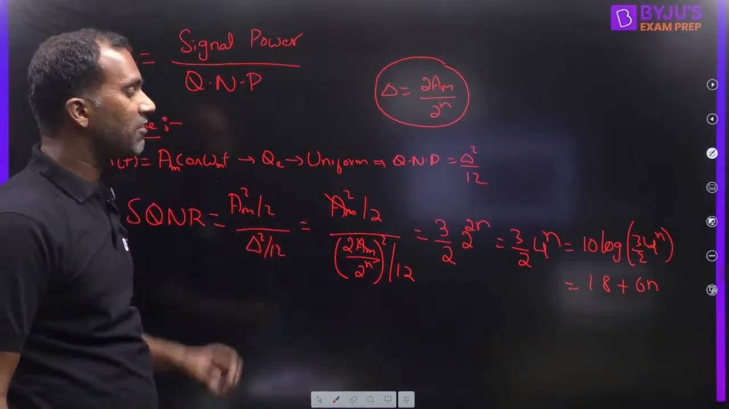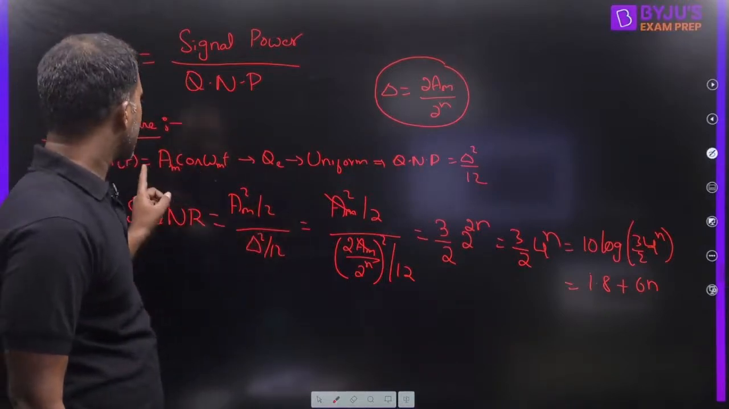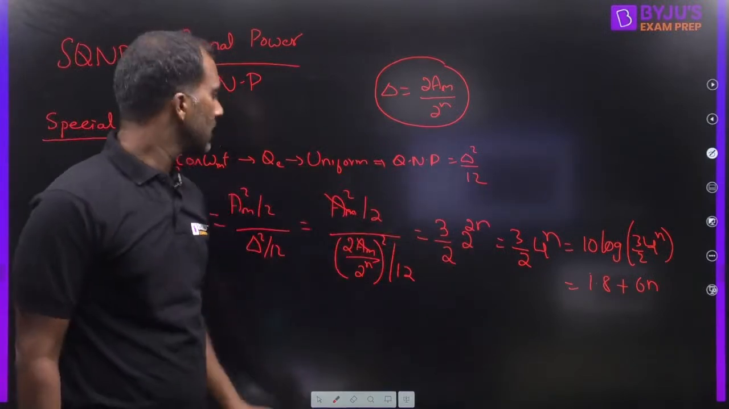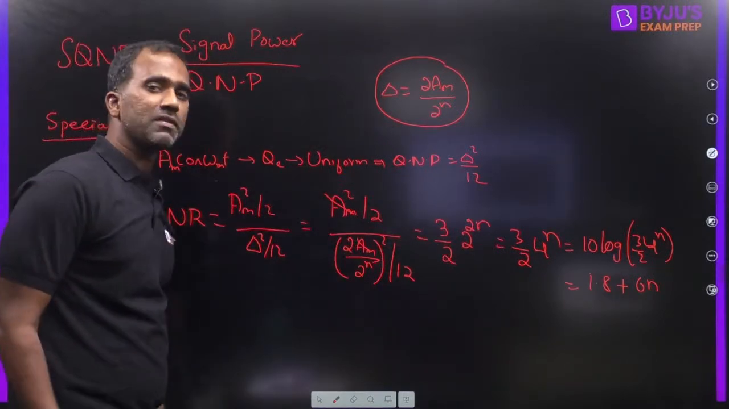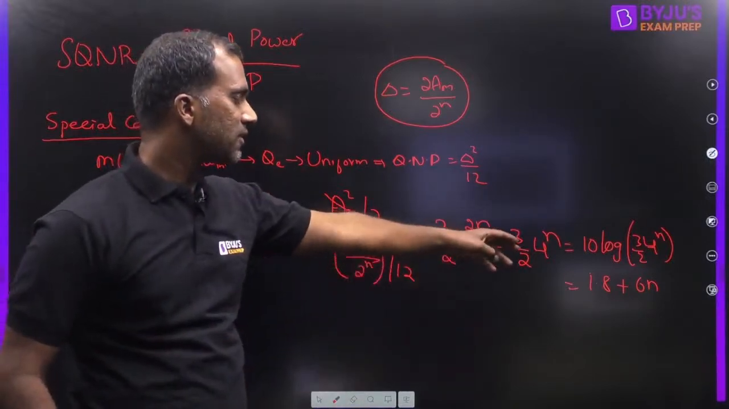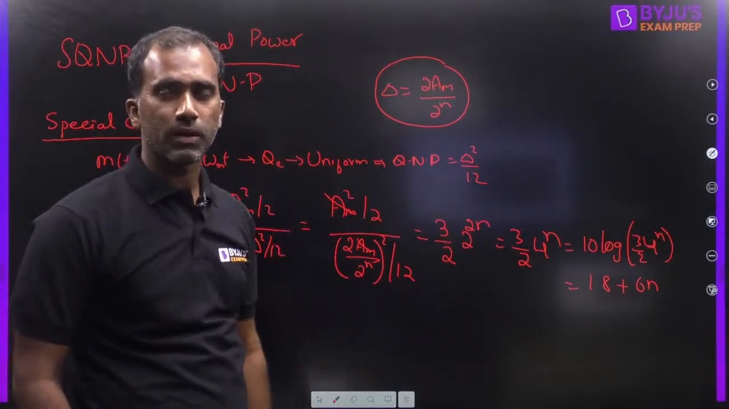Right? We got SQNR for one special case. And what is that case? If m of t is sinusoidal, that is when this answer is applicable. If they have given m of t as sinusoidal, or if there is no information about the message, in both these cases, you can say the answer for SQNR is 6n plus 1.8.